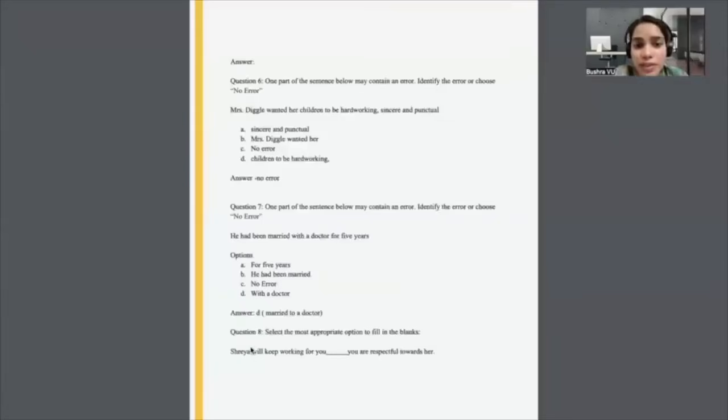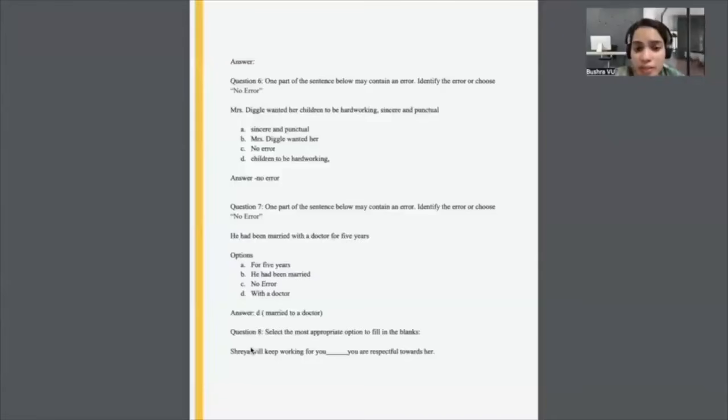One part of the sentence below may contain an error. Identify the error or choose no error. Okay. So Mrs. Diggle wanted her children to be hardworking, sincere, and punctual. There's no error. She wanted her children to be hardworking, sincere, and punctual. There's no error in this sentence. So that's why we are going to choose no error.